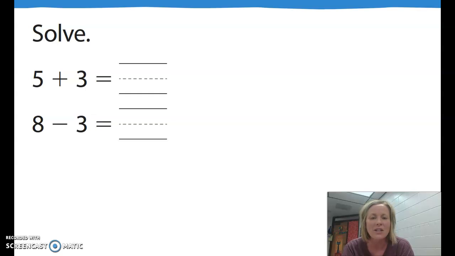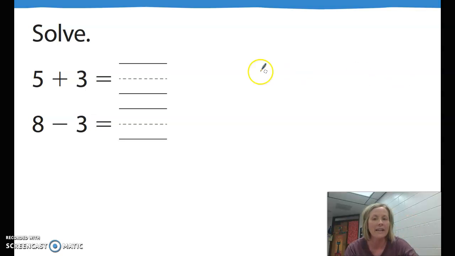problems. So let's look at our first problem. 5 add 3. Can you use your fingers to solve that? 5 add 3. Let's count how many we have. 1, 2, 3, 4, 5, 6, 7, 8. 5 add 3 equals 8.